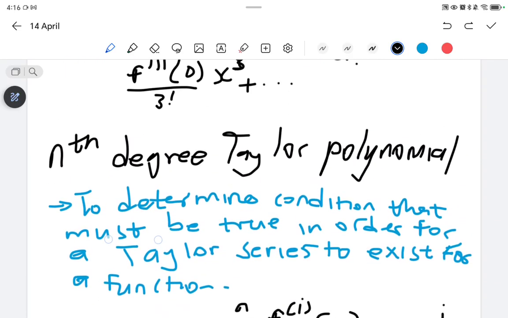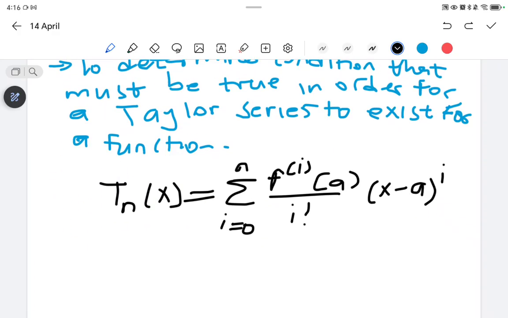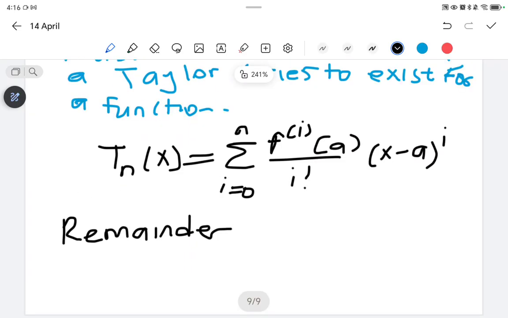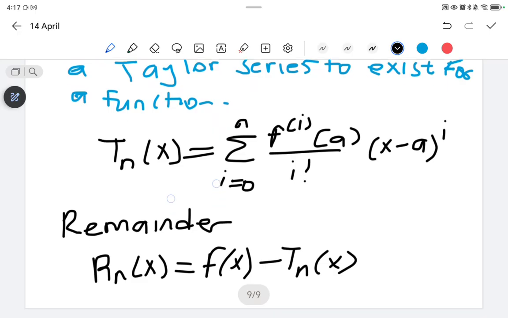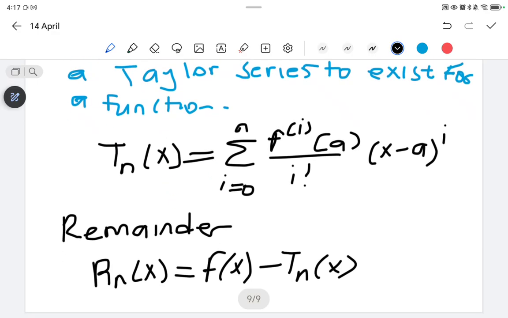We also have this one, as well as the nth degree Taylor polynomial, right? Then let me just write the other one, then we can see. And we also have the remainder. So for the remainder, the formula says that Rn(x) is equal to our function minus the nth degree Taylor polynomial of f(x). So now we can see if we can have questions or not, right?